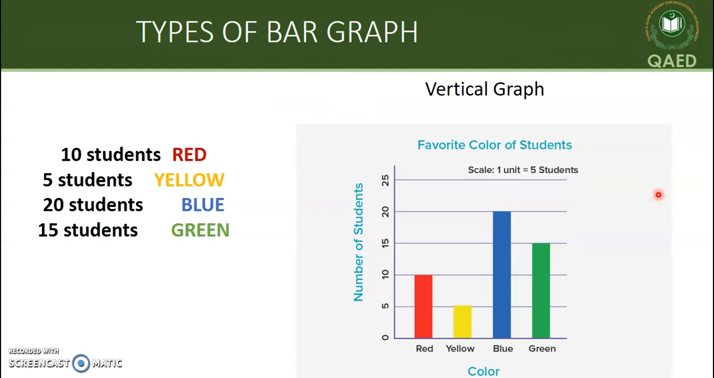Wow, this is a bar graph. And what is written over there? This is a vertical bar graph. Why is it called a vertical bar graph? Because there are vertical bars in this graph.